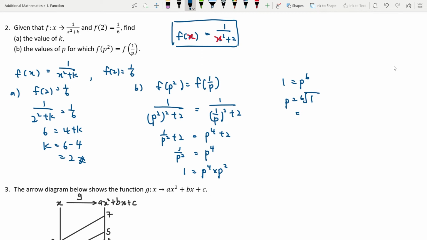And we get 1 and negative 1 as our p-value.